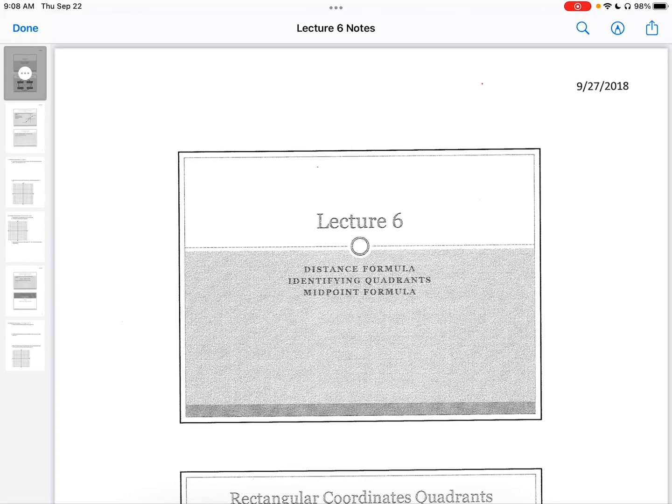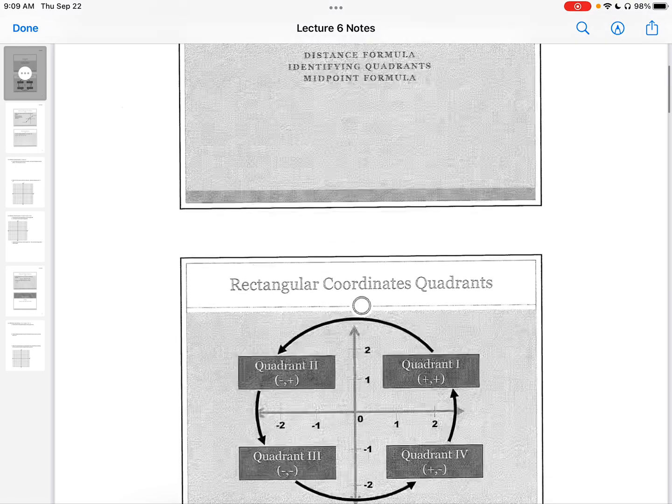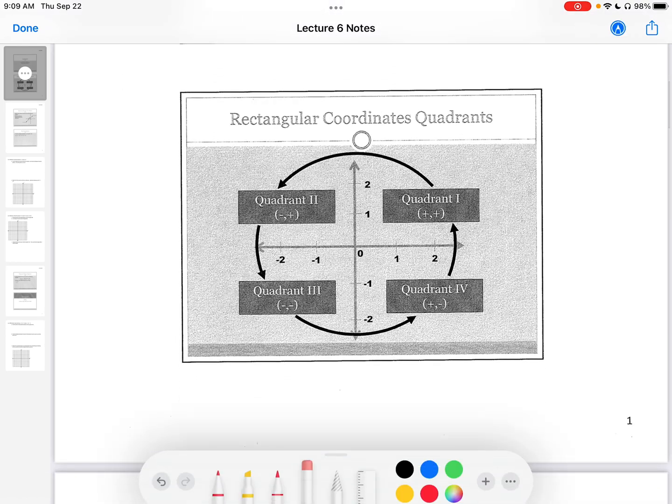Okay, we are talking about lecture 6 here, which we are going to focus on our distance formula, identifying quadrants, as well as our midpoint formula. So this first video, we're just going to do the identifying quadrants. After we get that done, we're going to start working with our distance formula. And there's a couple test questions that kind of deal with that distance formula that we're going to look at. So go ahead and get rolling here.